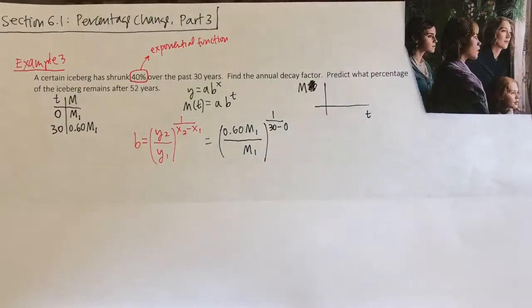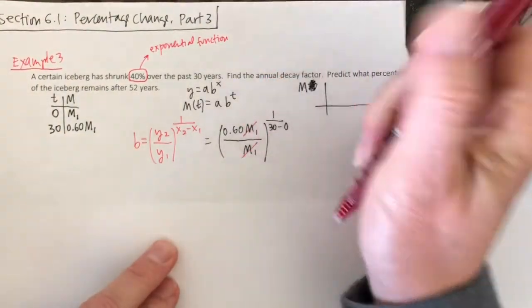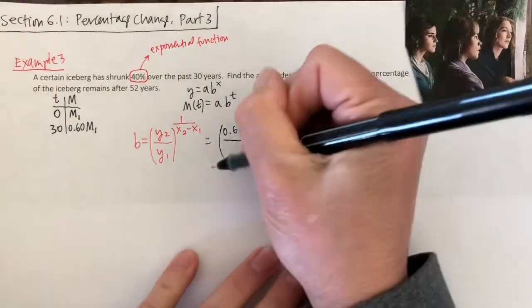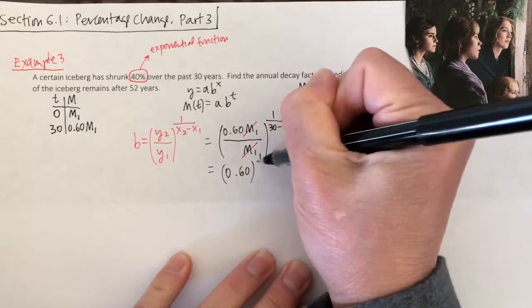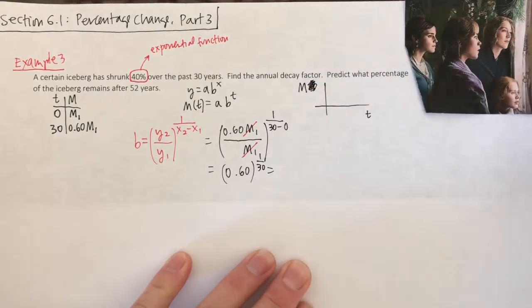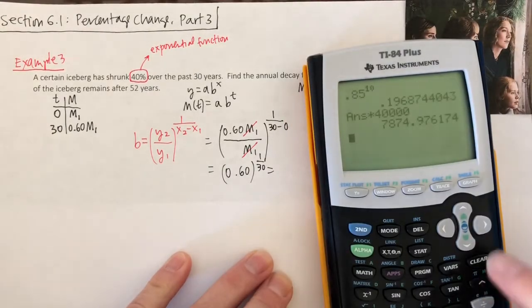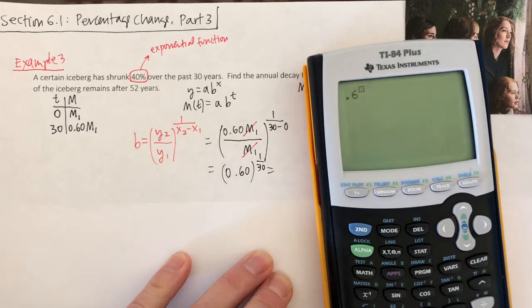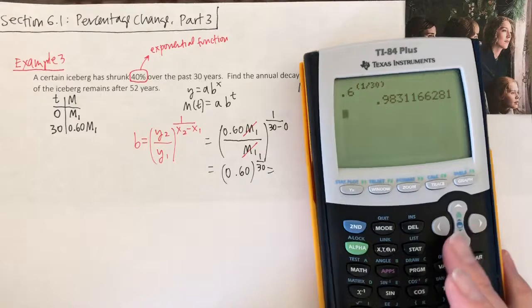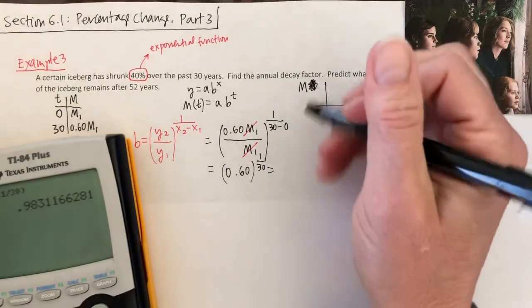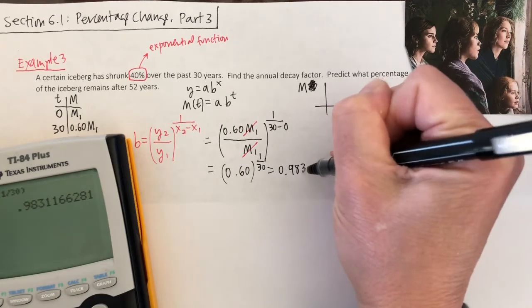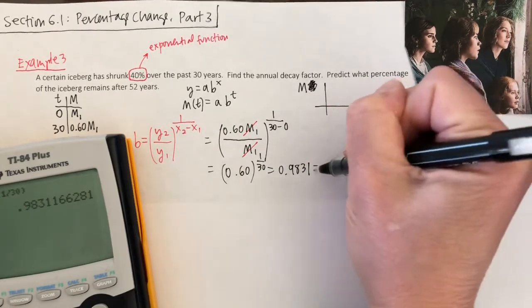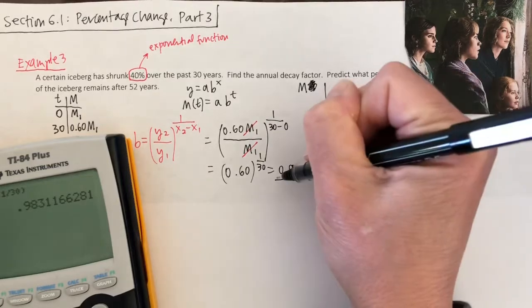Things are looking really nice because these cancel, and now I just have 0.60 raised to the 1 over 30. And that's just a plain old number. We can figure that out. So 0.6 raised to the 1 divided by 30. And remember to use your parentheses. So this ends up being 0.9831. And this is our B. We just found the change factor.